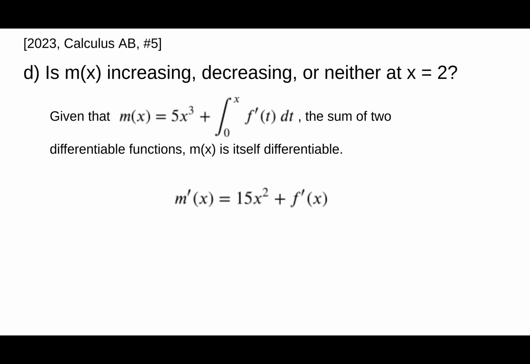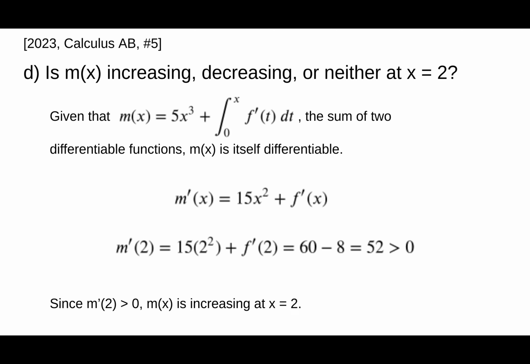Now if we differentiate m, we get m prime of x is 15x squared plus f prime of x. All right, so now all we have to do is plug in 2 for x. So m prime of 2 is 15 times 2 squared plus f prime of 2. 2 squared is 4. 4 times 15 is 60. f prime of 2 is negative 8. 60 minus 8 is 52. And what's important to understand here is not necessarily that it's 52. What's important to understand here is that m prime of 2 is definitely positive. And since m prime of 2 is positive, m of x will be increasing at x equals 2.